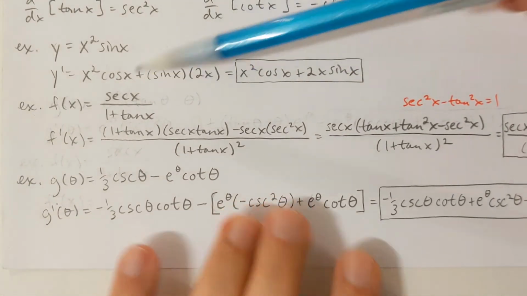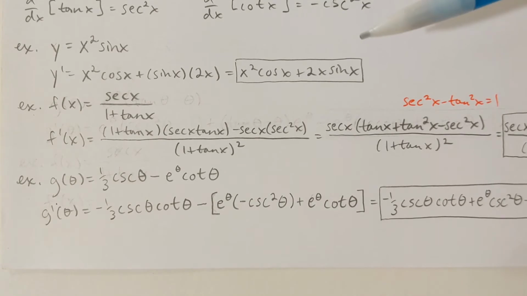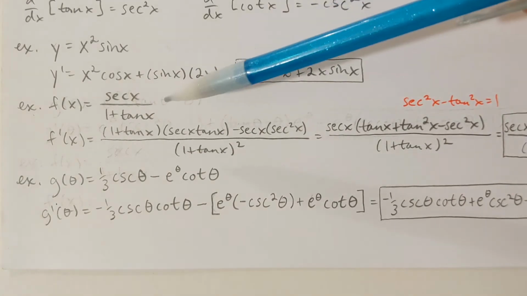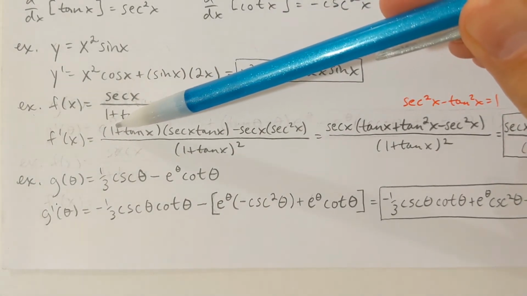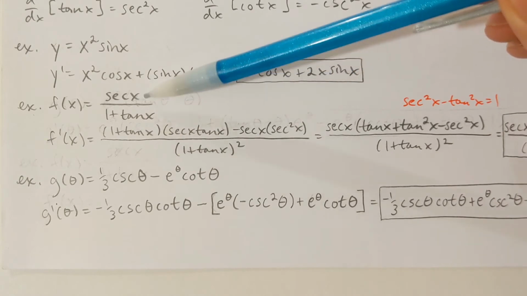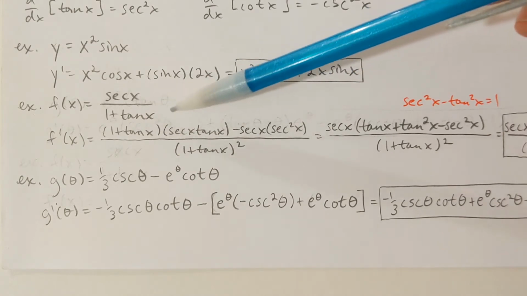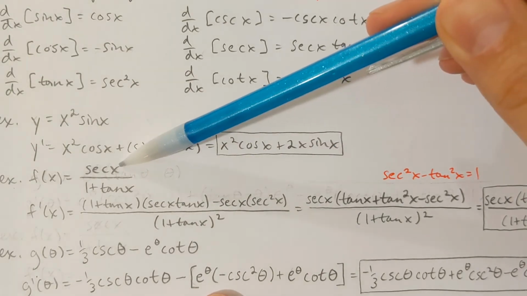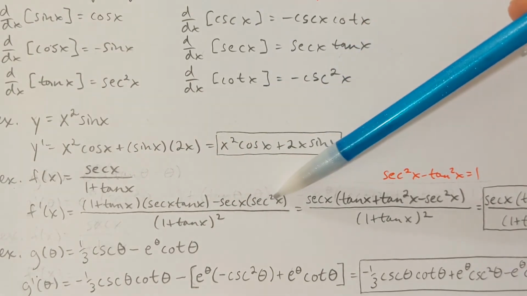Okay, here's another example. f of x equals secant x divided by 1 plus tangent x. Let's find the derivative. So this would be a quotient rule. The bottom is 1 plus tan x times the derivative of the top. Derivative of secant x is secant x tangent x. And then minus the top is secant x times the derivative of the bottom.